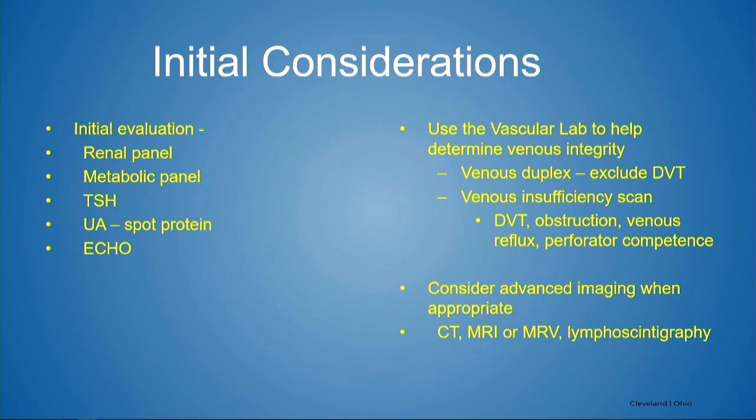You can use your vascular exam and your vascular lab to help you look at venous integrity as far as excluding DVT if it's an acute process, or looking for venous reflux and obstruction, and competency if it's more of a chronic or long-standing process. But I don't think this is always my first test or my first thought. And then appropriate imaging with CT, MRI, MRV, and lymphoscintigraphy if your differential leads you down those pathways.